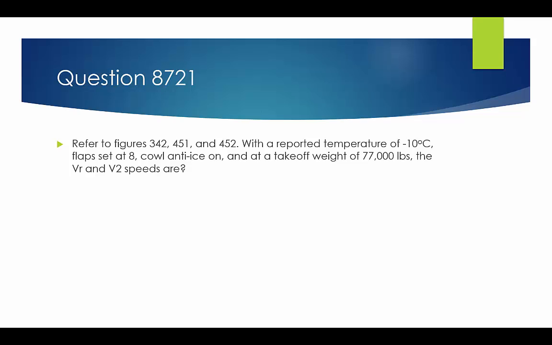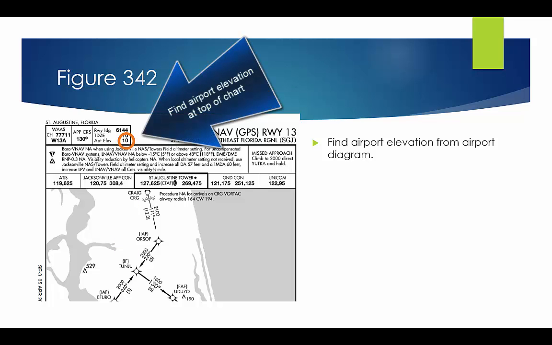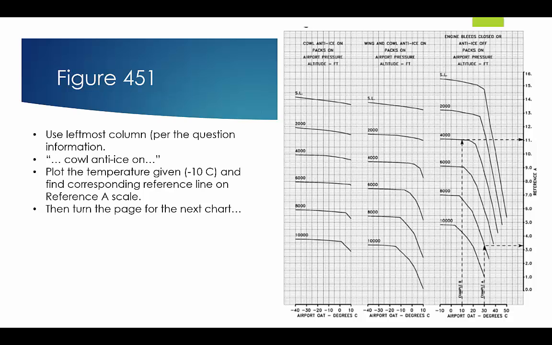So first of all, we're going to take a look at figure 342. Here's our airport elevation given to us. We're in St. Augustine in Florida. Airport elevation is only 10 feet above sea level. So basically sea level. Now let's turn over to our figure 451.